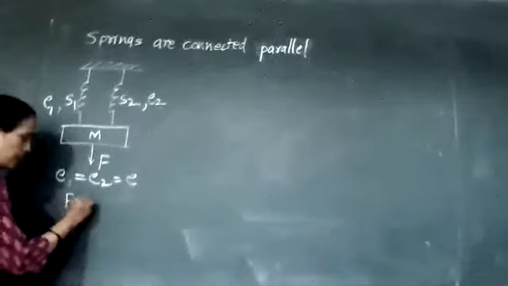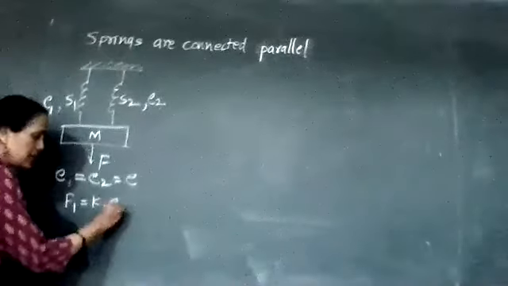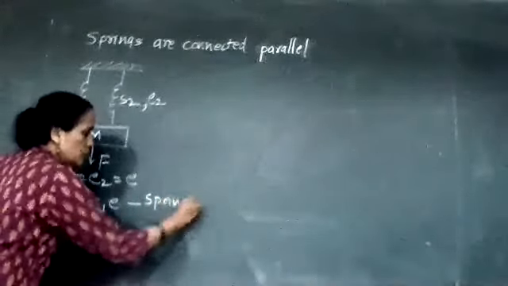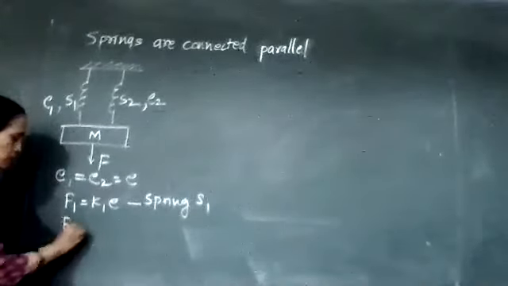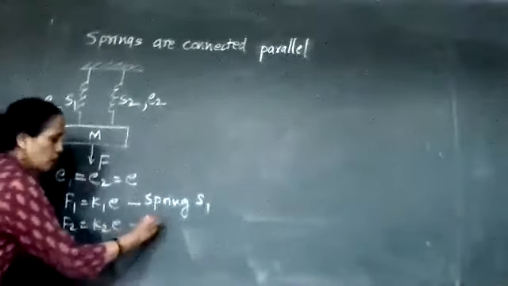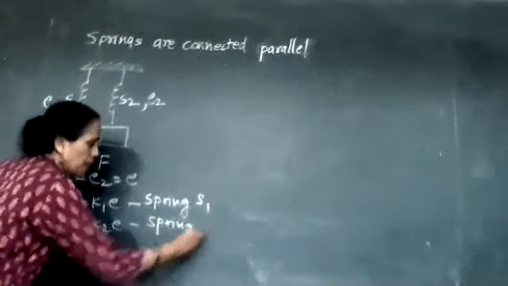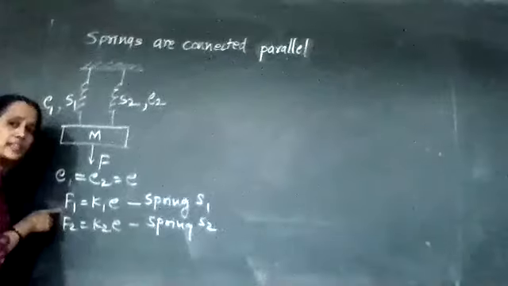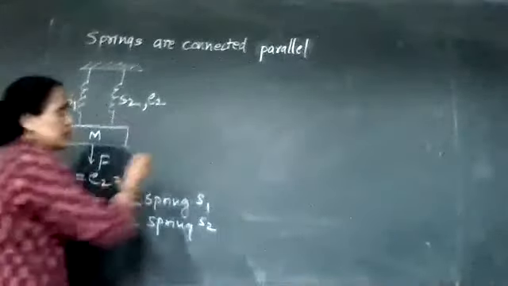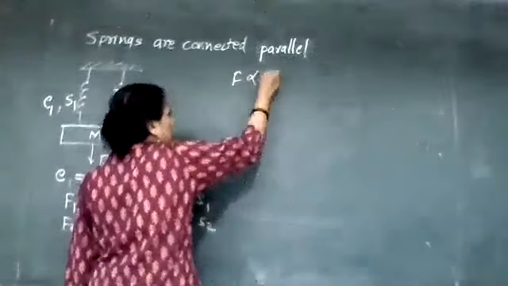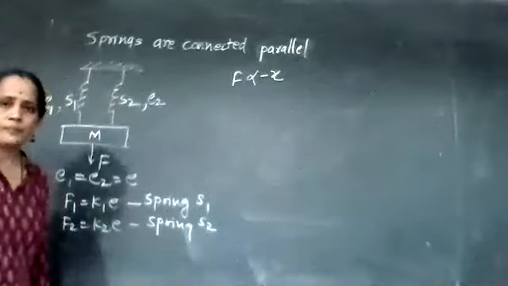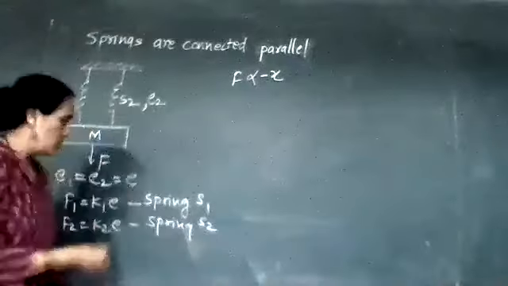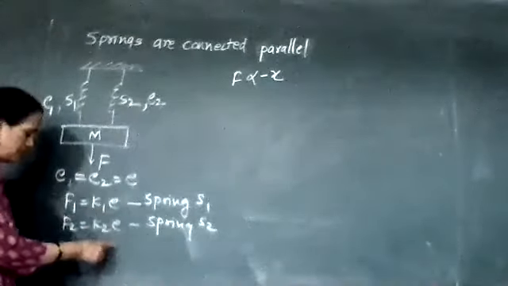So I write down, F1 is equal to K1E, that is for the first spring, spring S1. And F2 is equal to K2E for spring 2. From where have we brought this formula? From the definition of linear SHM. If you are remembering, in linear SHM we have seen that force is directly proportional to minus x. x means displacement, means extension. So instead of x, I have used the letter E.